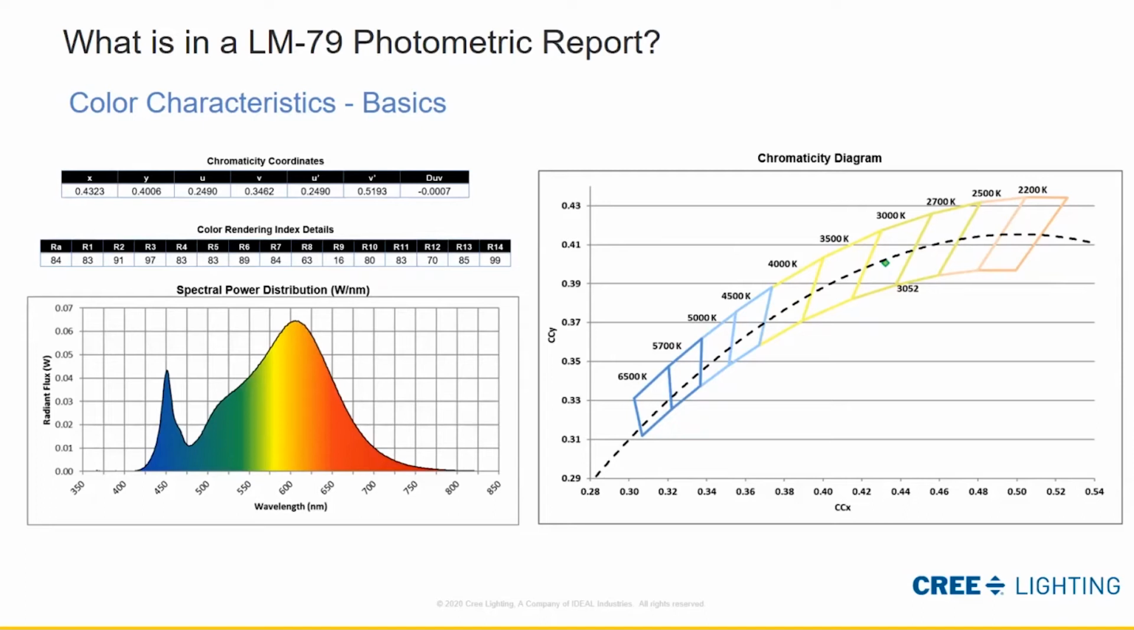So this is really critical in being able to display products and the room and environment in an appropriate color manner. You have to have the color in the light to be able to reflect appropriately. So this is a great way to compare products and should be in every LM-79 that you would see.